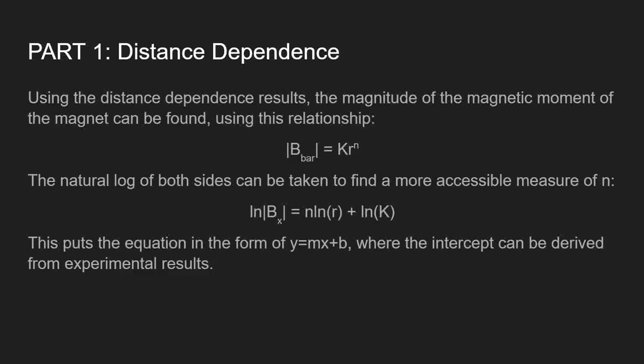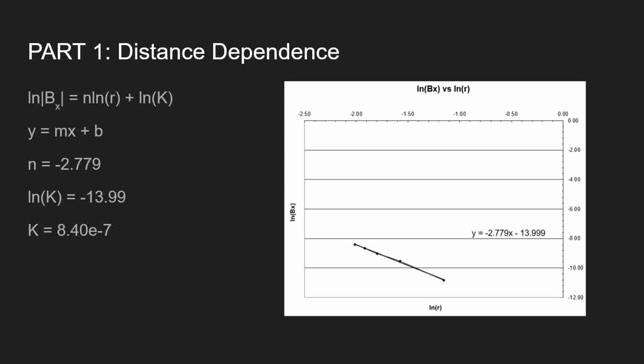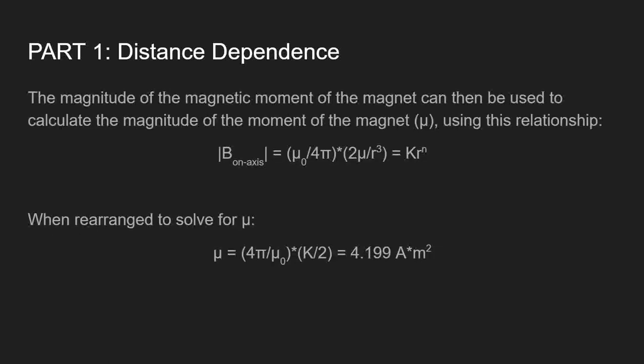Using the distance dependence results, the magnitude of the magnetic moment of the magnet can be found. We can determine the values by plotting the distance dependence, the natural log of Bx with the natural log of R. The magnitude of the magnetic moment of the magnet can then be calculated using this relationship, which we find to be 4.199.